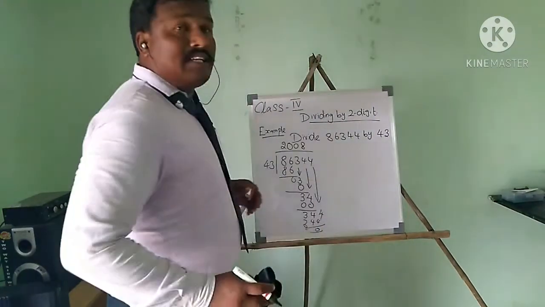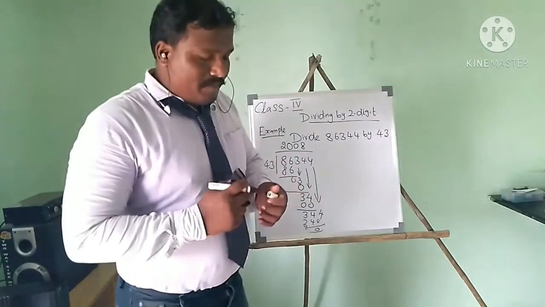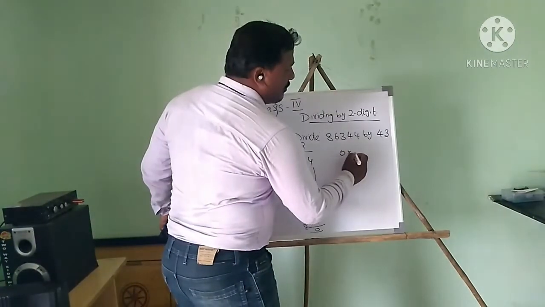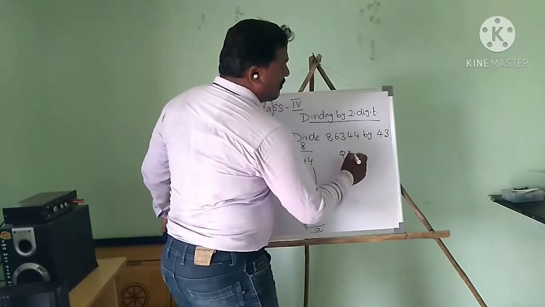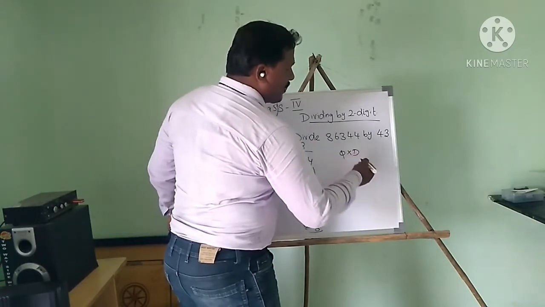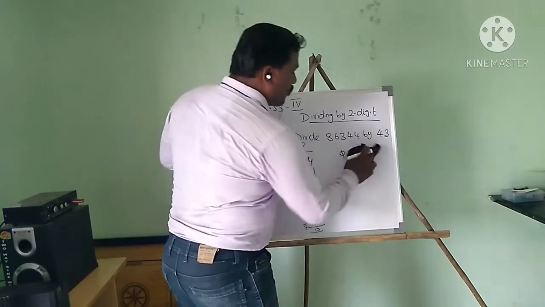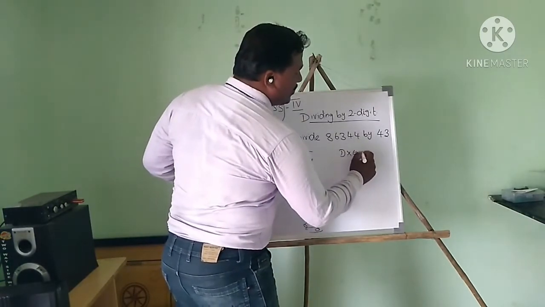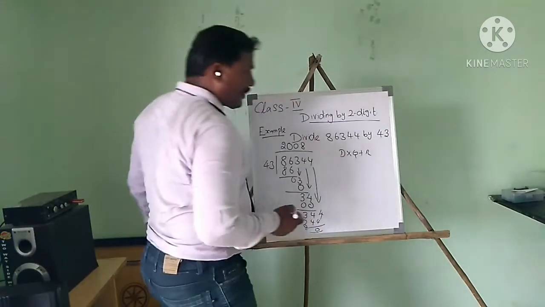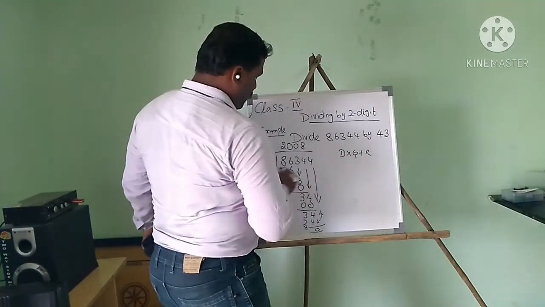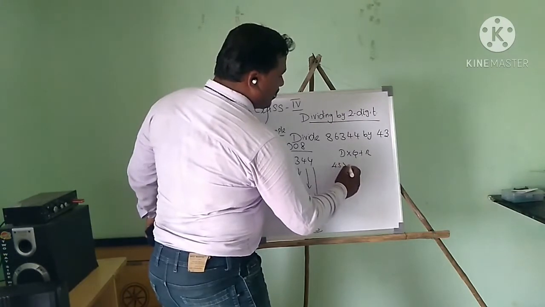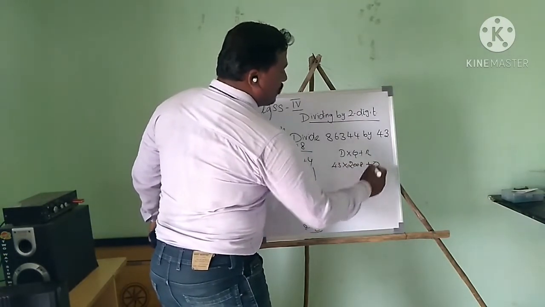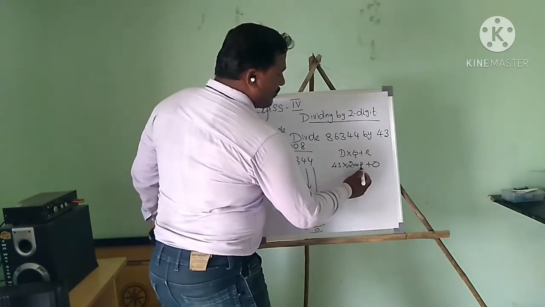So you know very well the division algorithm. As per the algorithm, dividend equals divisor multiplied by quotient plus remainder. Anyway, you can take this side also, no problem. So divisor 43 multiplied by quotient 2008 plus remainder 0. So first of all I will multiply this.